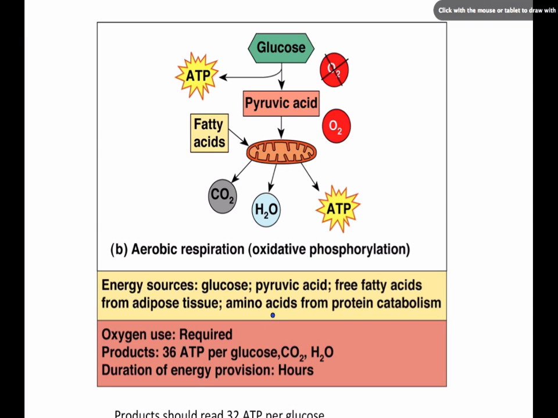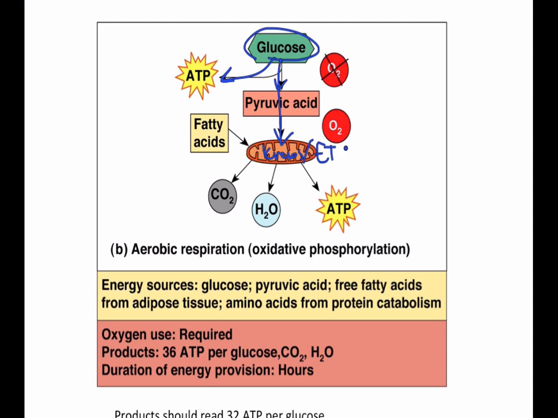Okay, so here are the steps of aerobic respiration. We are going to start with glucose. You get a tiny little bit of ATP, you get pyruvic acid, then you go into the mitochondria. The mitochondria is going to do a couple things. You're going to have the Krebs cycle that takes place in there.